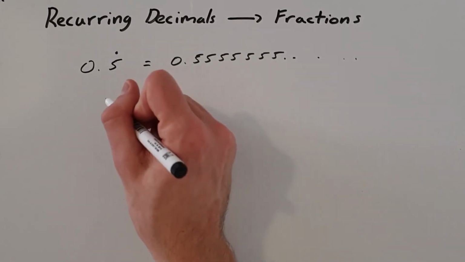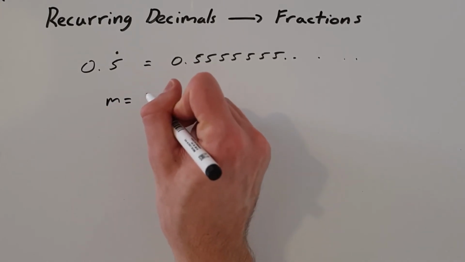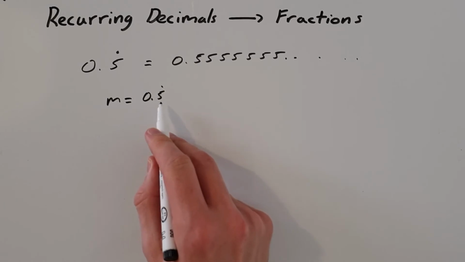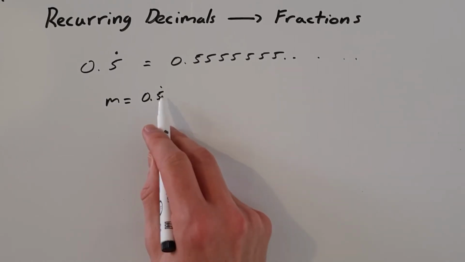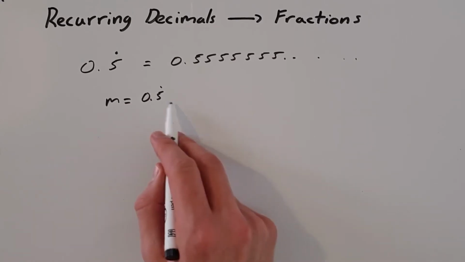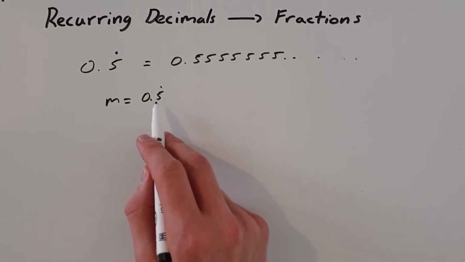So we'll keep our m again, so m equals 0.5 recurring. We look at how many numbers there are after the decimal point that are recurring. In this case it's only 1. So we only have to multiply it by 10, because 10 to the power of 1 is 10.